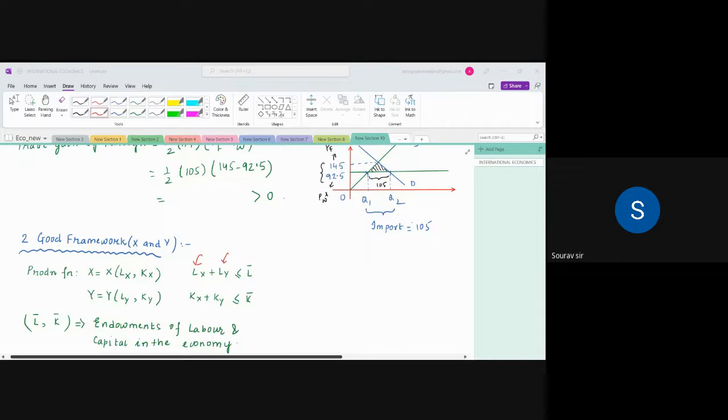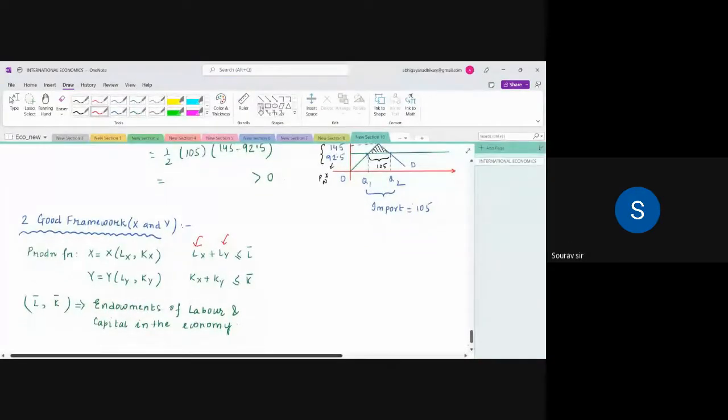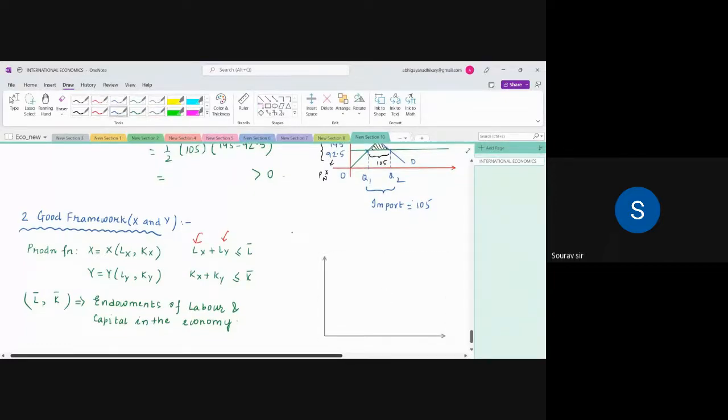With these endowments L bar and K bar, what will be the amount of X and Y that can be produced? That gives us the PPF, the production possibility frontier. So let's draw that as well. We take good X on the horizontal axis and good Y on the vertical axis, and we get this concave shape. This is my PPF.